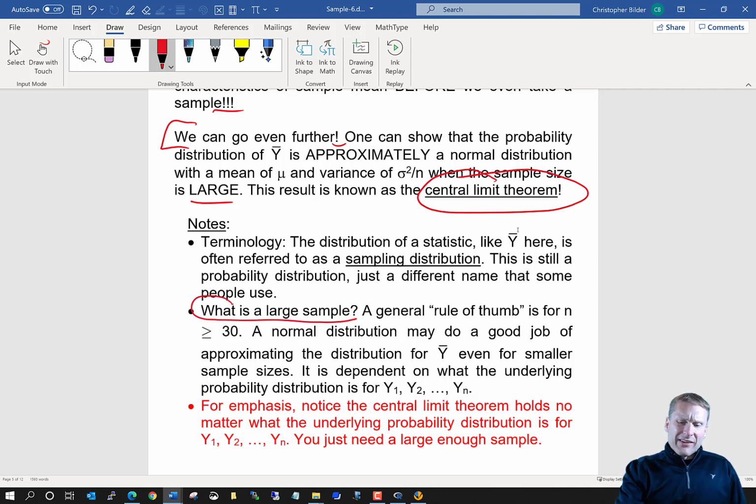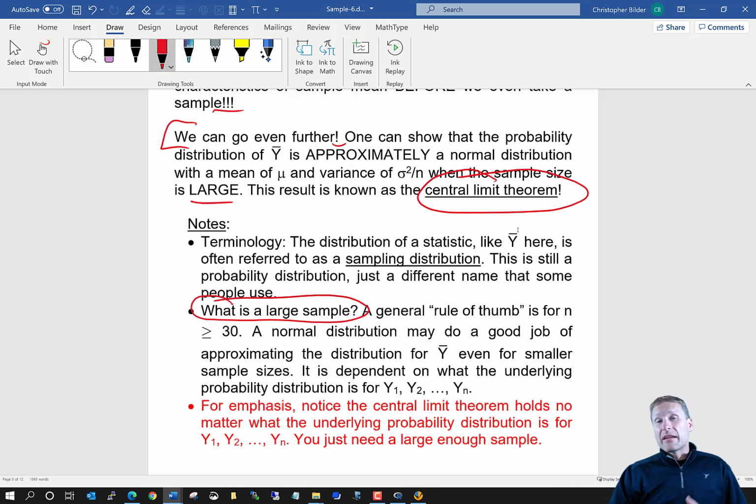Well, what though is a large sample? Well, it depends. Generally speaking, if your sample size is greater than or equal to 30 for a situation like this when we're dealing with y bar, you're probably going to be okay. That normal distribution is going to do a decent job. However, it can do a very good job even if you have a sample size lower than 30. It just depends upon the underlying probability distribution for the population, meaning the y1, y2, yn.